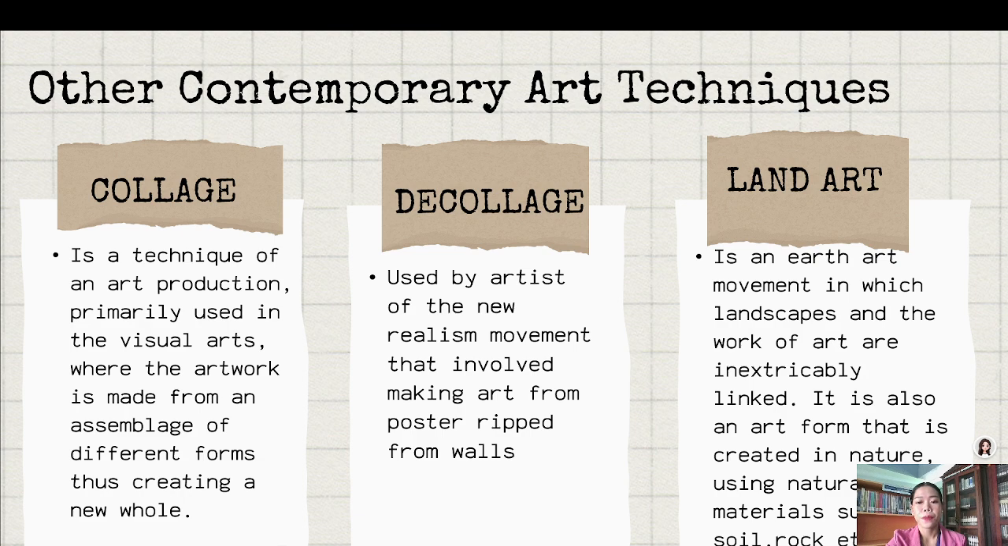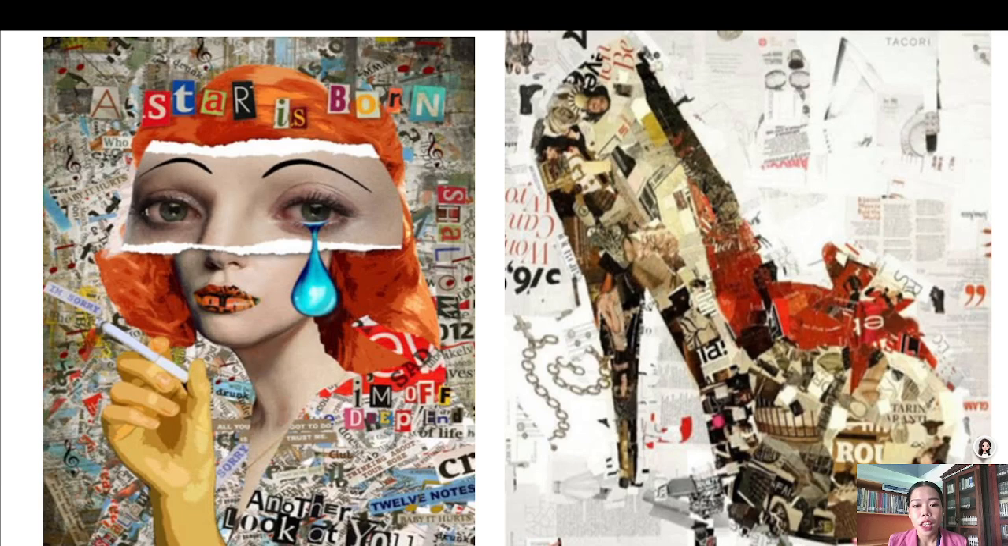First is collage. Collage is a technique of art production primarily used in the visual arts, where the artwork is made from an assemblage of different forms, thus creating a new whole. Collage is a technique within art production that uses different types of forms of assemblage to form a composition within the artwork, thereby creating a new whole from the constituent parts. This is an example of collage art.